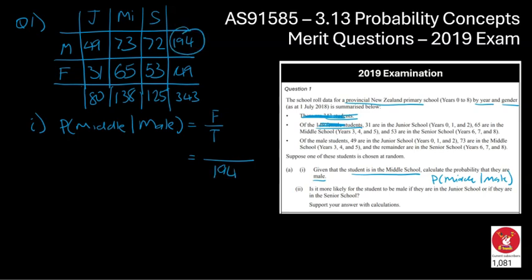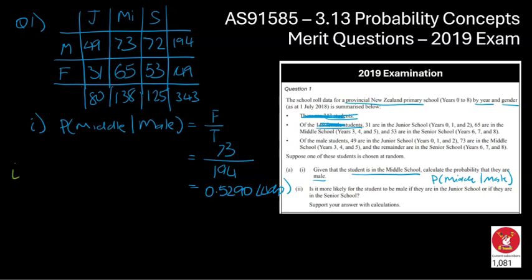Of these 194, how many are from middle school? And that's going to be the 73 over there. So we've got 73 divided by 194. And I put that into my calculator. Don't forget fractions is division. So I've got 0.5290. And that there I've rounded to 4 decimal points.